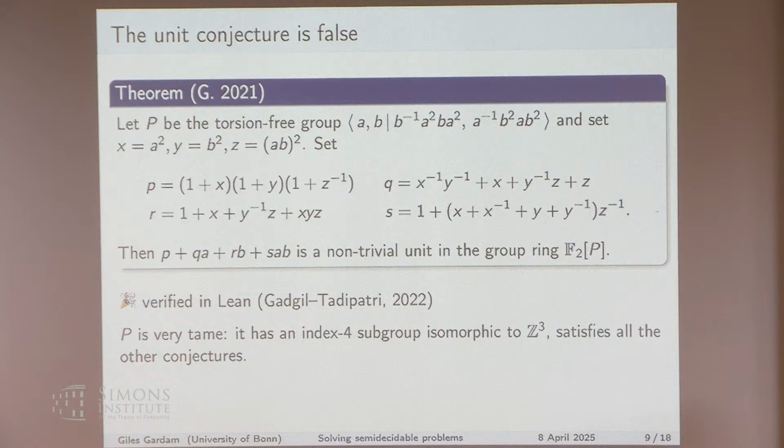Okay, so maybe that suggests the unit conjecture is very different from the others. I'd argue there are some ways in which the connection between the unit conjecture and the other ones is a bit tighter than it maybe seems. If you're interested in that, then come talk to me afterwards.